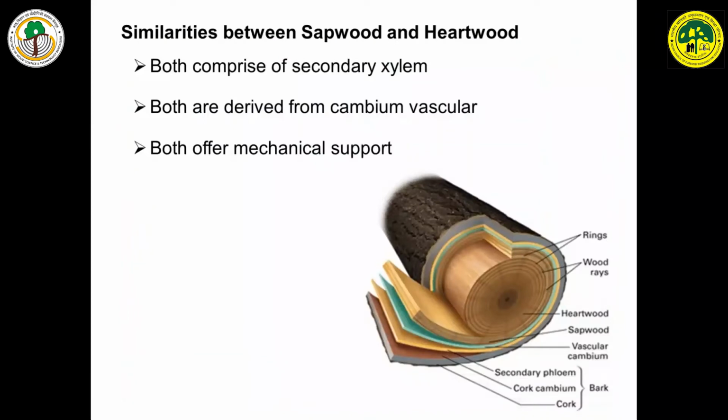And these are the certain similarities of the sapwood and heartwood: both comprise secondary xylem and both are derived from the cambium vascular bundle, and both offer mechanical support to the tree. And this picture shows the different parts of the tree trunk.